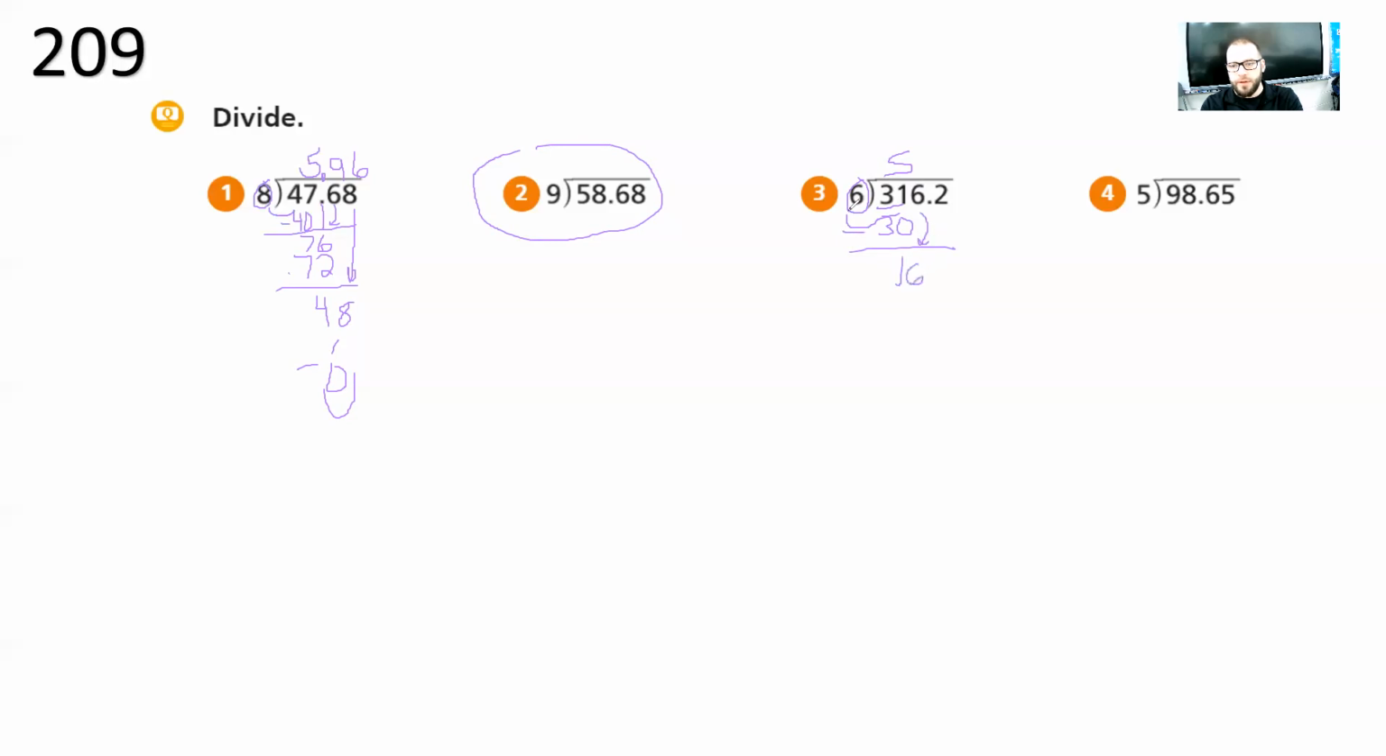How many 6s go into 16? 2. Not 3, because that'd be 18. When you take 2 groups out, there's still 4 left over, but you cannot take down the next number because there's a decimal. So all that you got to do is make sure the decimal floats up. Now you can bring down the next number. How many 6s are in 42? 7, right? 6 times 7 is 42, and there's nothing left over. So it's 52 and 7/10.